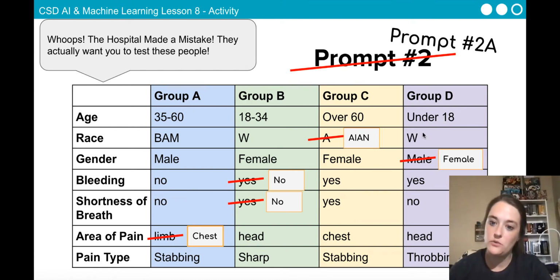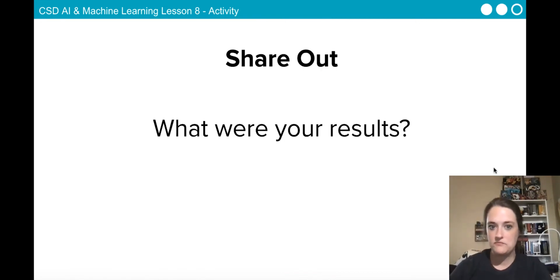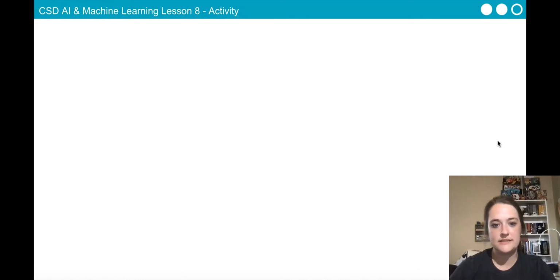Under 18 white female who is bleeding with no shortness of breath and head is hurting with throbbing pain. If he were a white male, he would be a priority. But now that she's a white female, she can just return later. Does that make sense? Is that fair? Those are things that we want to discuss.